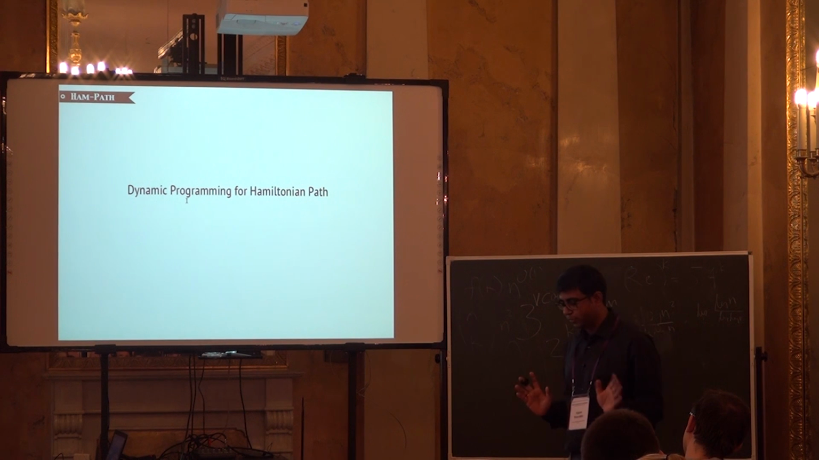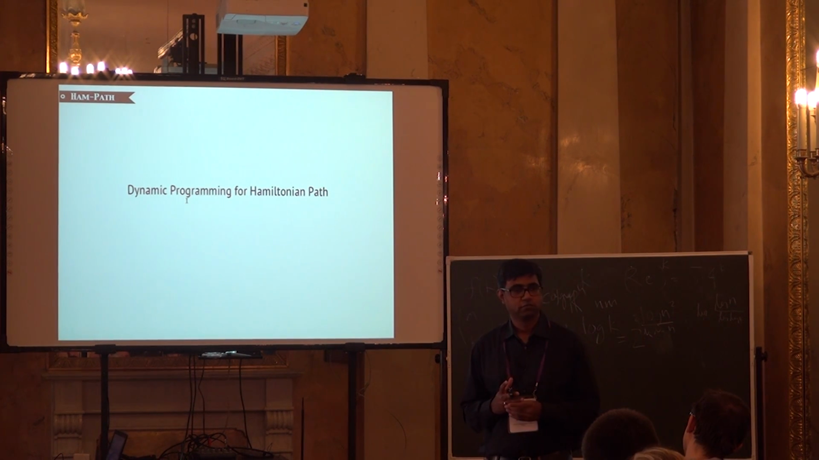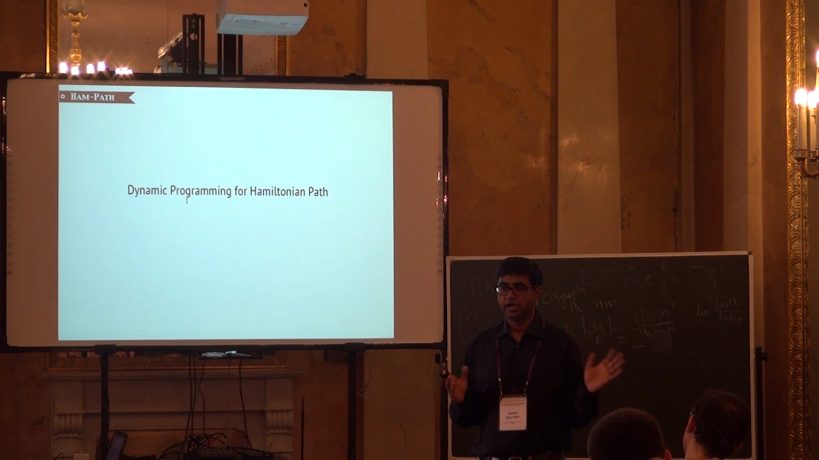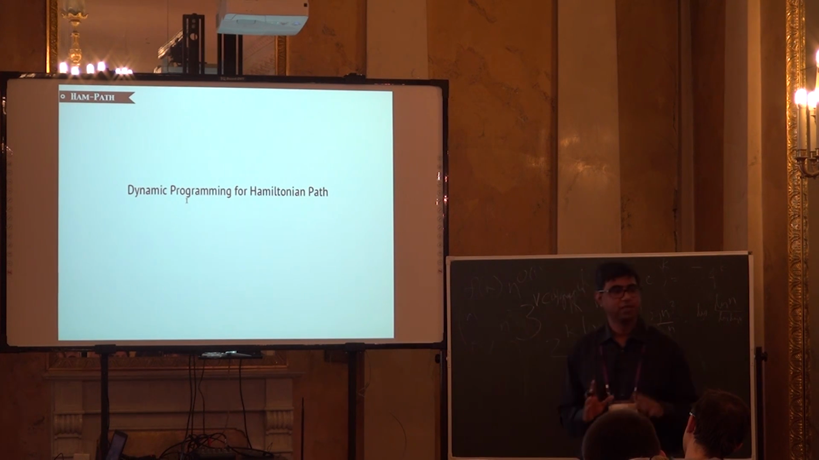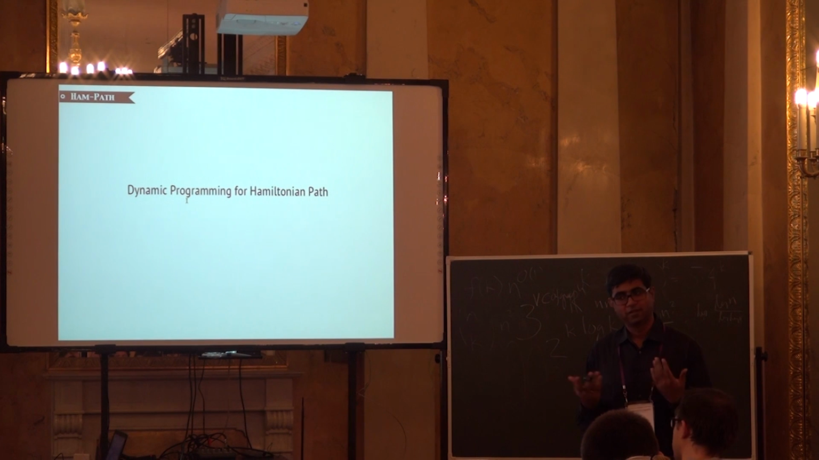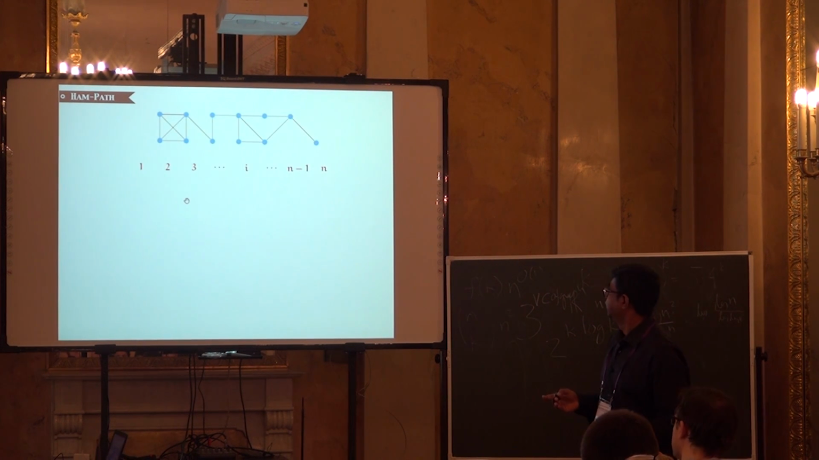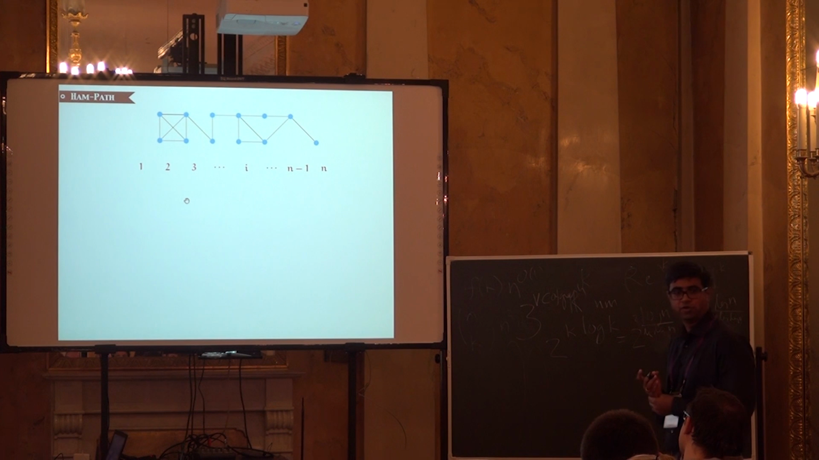I'm sure all of you have seen dynamic programming for Hamiltonian path in your courses. At least I know this exists as an exercise in the CLRS dynamic programming chapter, maybe 22 point something, I don't remember very well, but it does exist as an exercise. But if you have not done this exercise, let's do this exercise. So how do you find a Hamiltonian path in a graph?